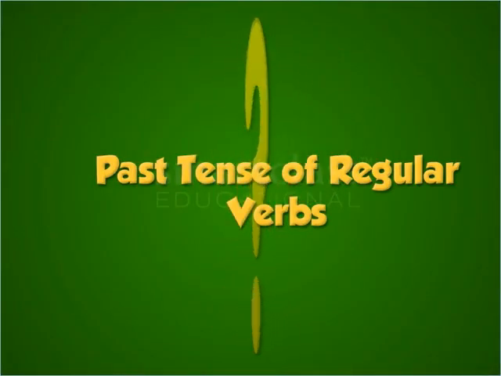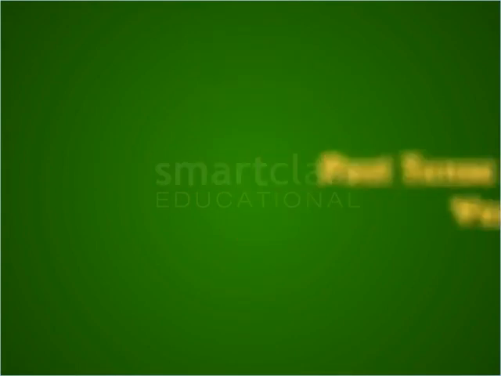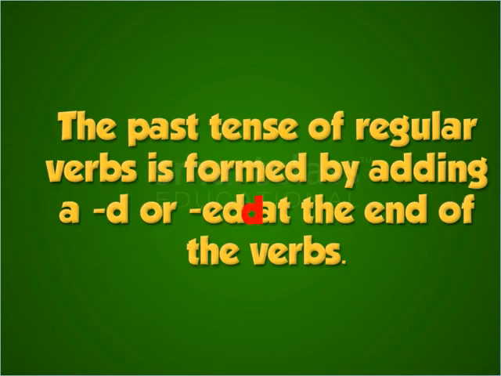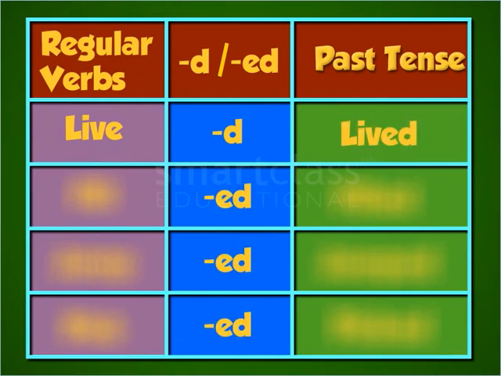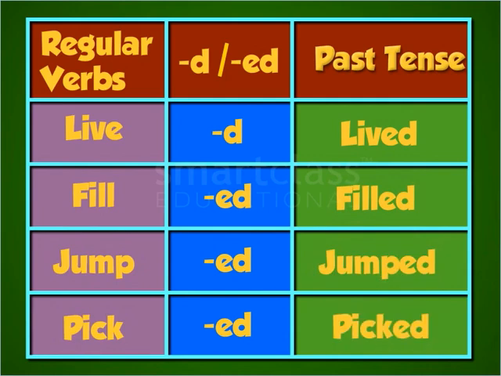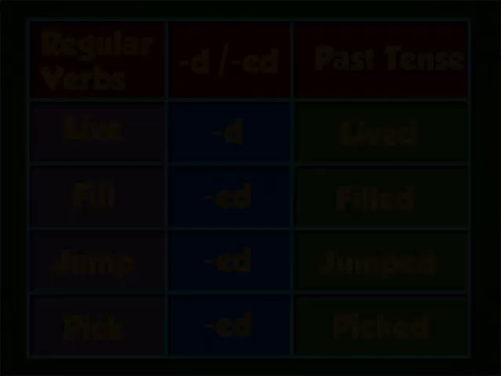How's the past tense of regular verbs formed? Well, it is done by adding a d or ed at the end of the verbs. Consider the verb live. Add d at its end to get its past form, lived. Similarly, add ed at the end of the verbs fill, jump and pick to get their past forms, filled, jumped and picked. Next, you'll learn how simple past is written in the negative form.